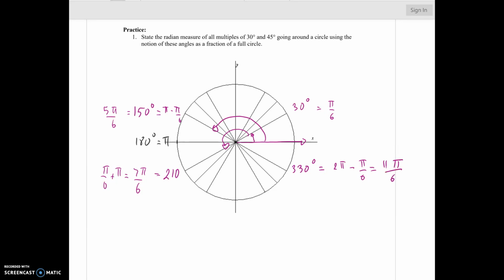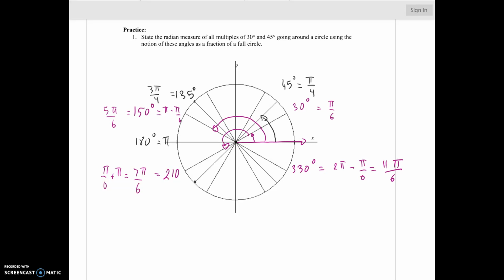I could do exactly the same thing for the 45 degree angle. If I look at the 45 degree angle right here, it's pi over 4. And by doing exactly the same thing, I can easily say that 135 degrees, just right there, corresponds to 3 pi over 4.